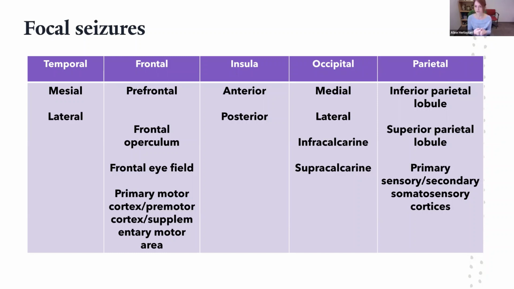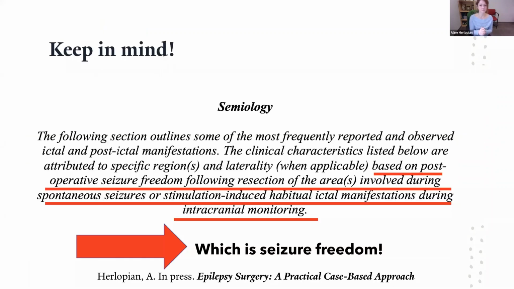of motor features. Parietal, also similar to the priors, we have the inferior parietal lobule, superior parietal lobule, and we have the primary sensory and secondary somatosensory cortices.